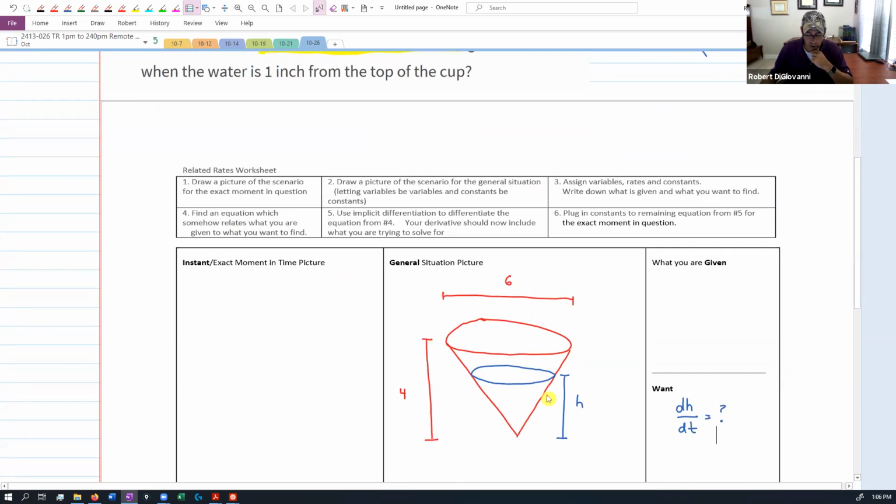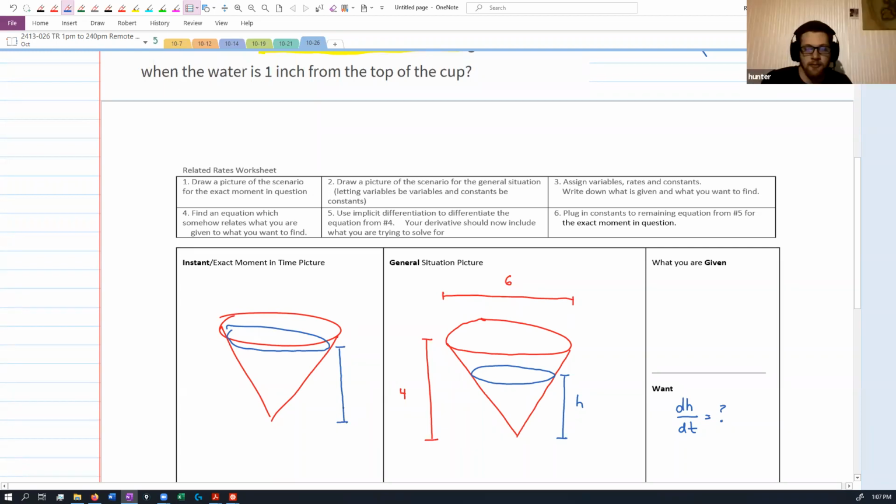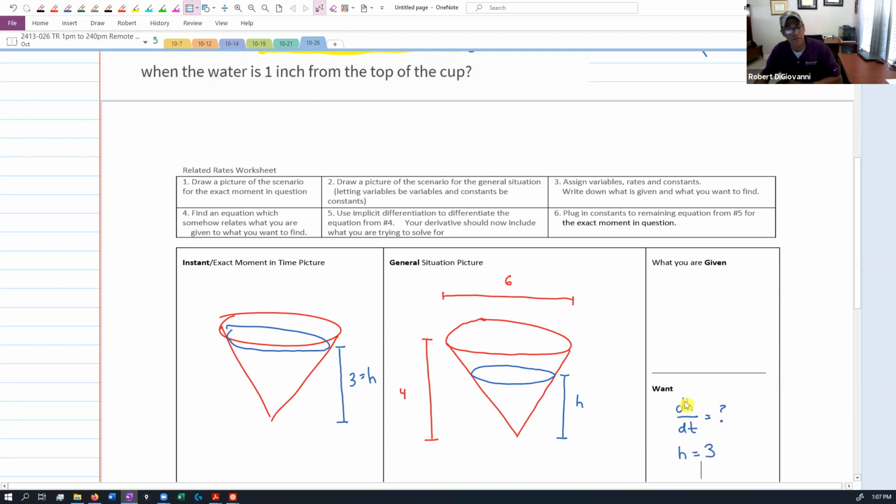So what do I know? If it's 1 inch from the top, let me draw that picture over here. This is the exact moment in time. The water level is just 1 inch from the top. Then can you tell me how deep that water is? Should be 3 inches. At the exact moment, I can say H is 3 because the cup is 4 inches tall, and if I'm 1 inch from the top, my H must be 3. So I want to know how fast that height is changing at exactly the moment that H is 3. So that's what I want.